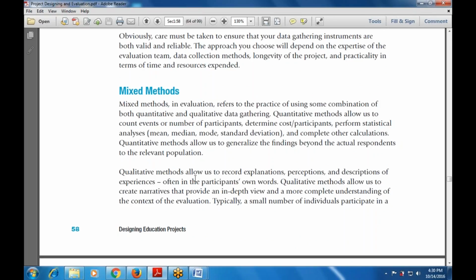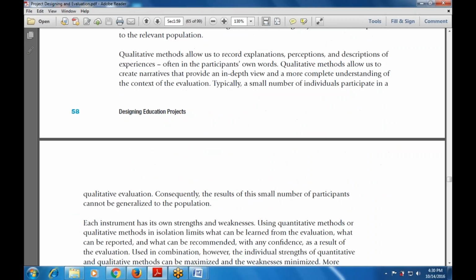And when we talk about the small number of individuals that participate in a qualitative evaluation, consequently, the results of this small number of participants cannot be generalized to the population. It cannot be generalized to the population.